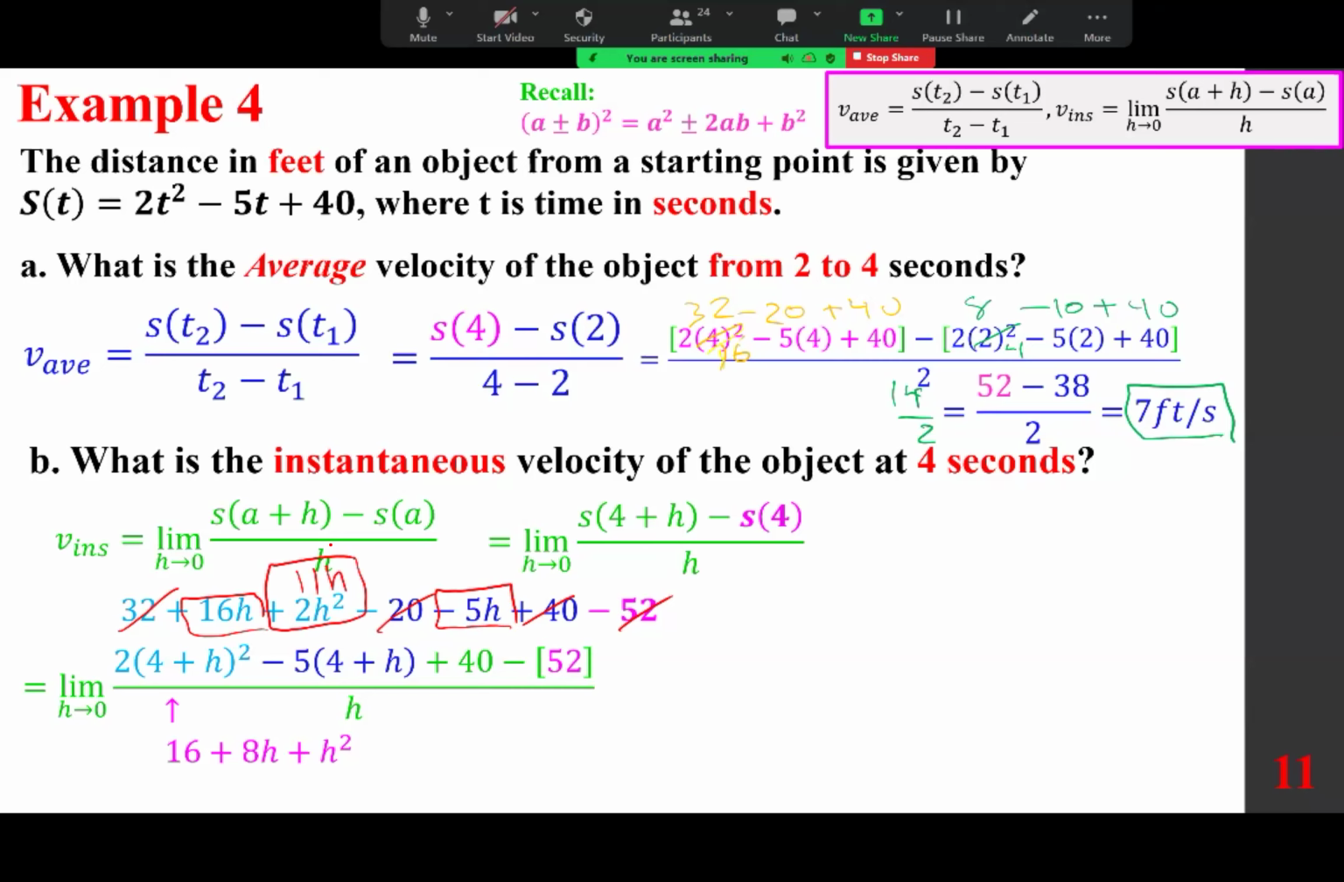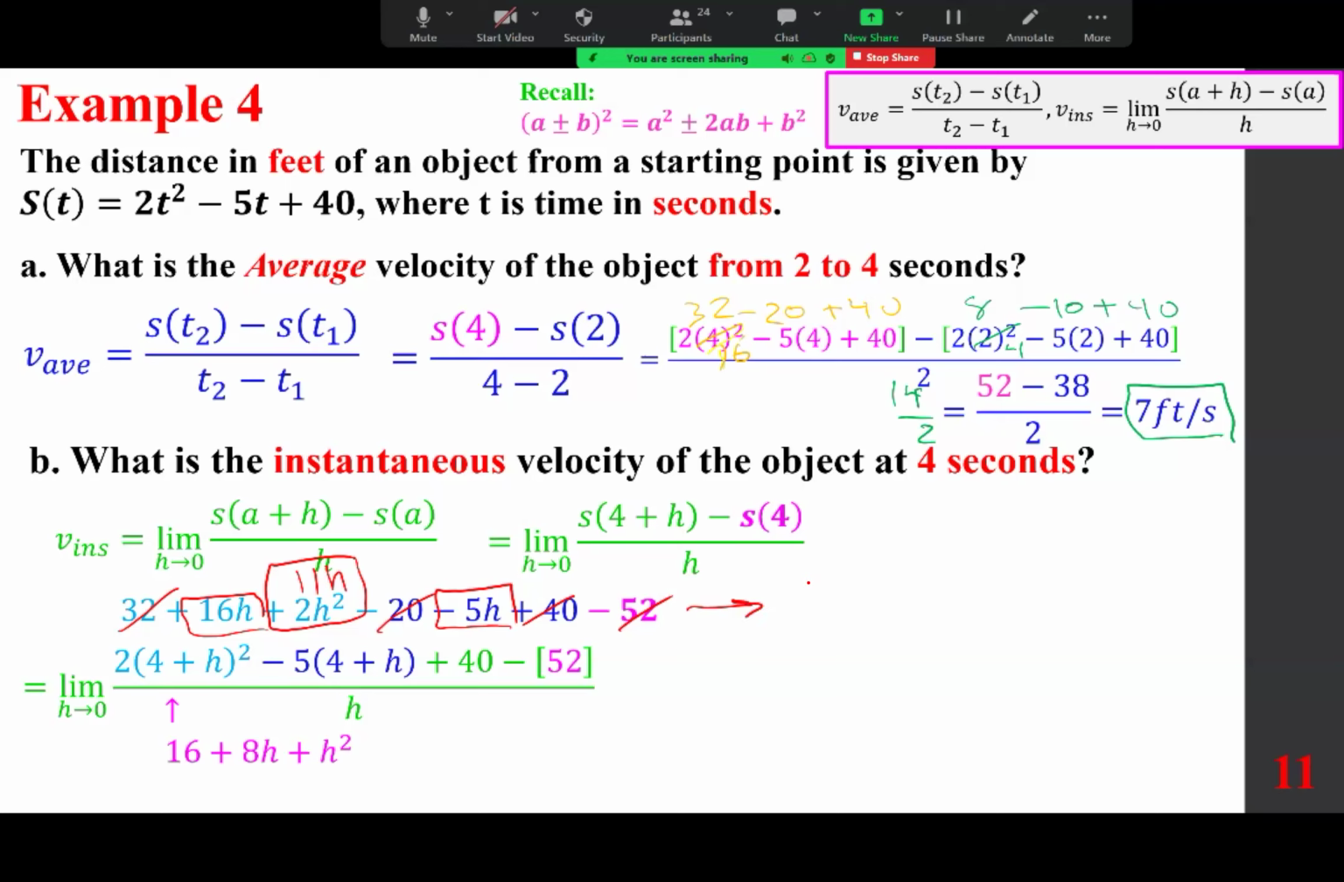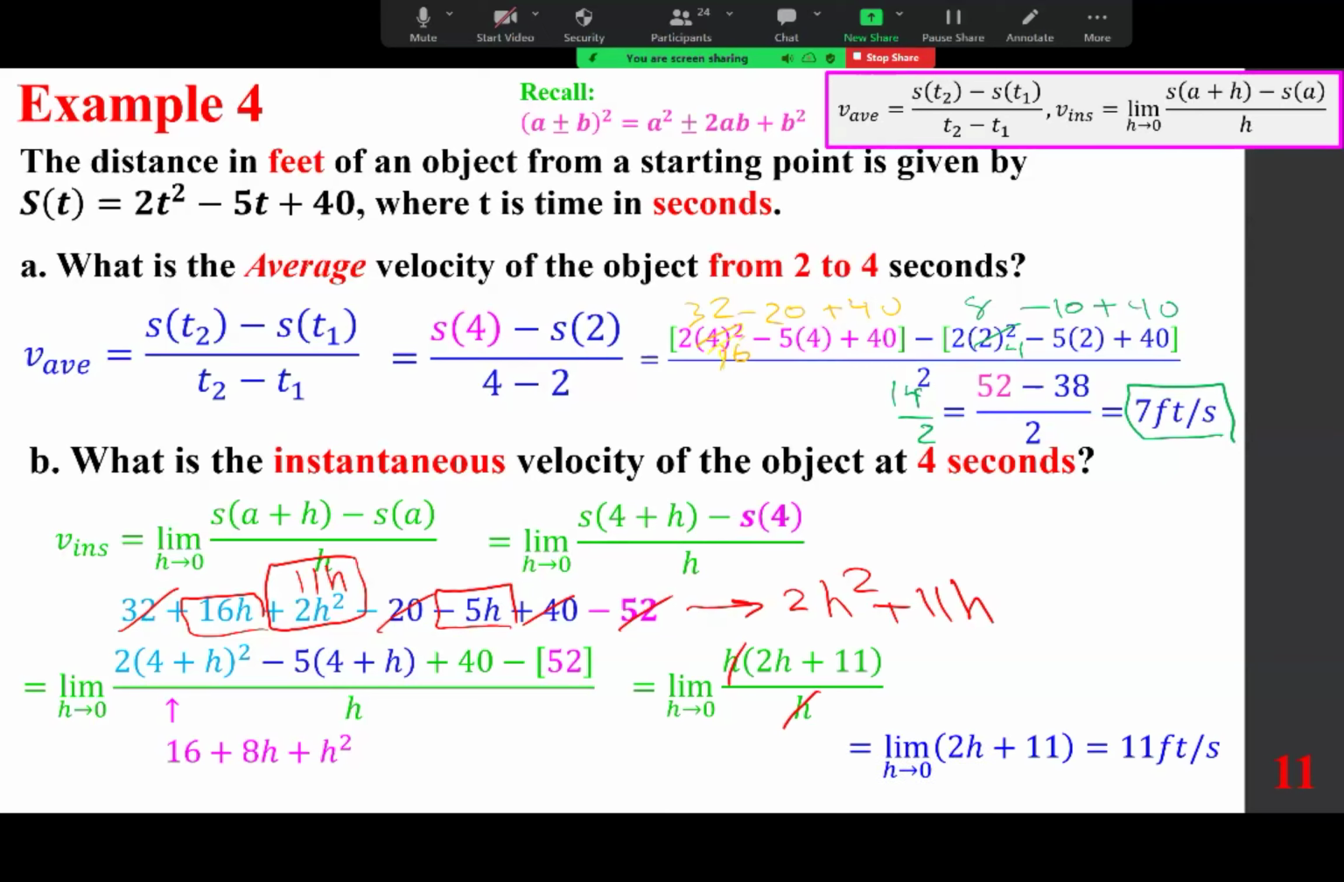And so the numerator simplifies to 2h squared plus 11h, and we can factor out the h. These two cancel each other. And now it's time to plug in h equal to 0.